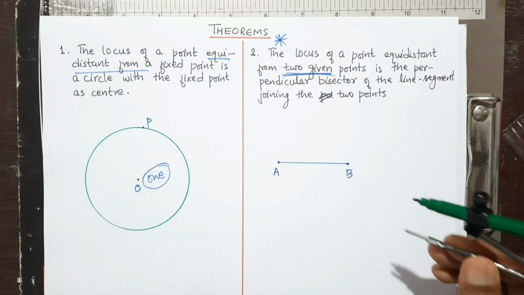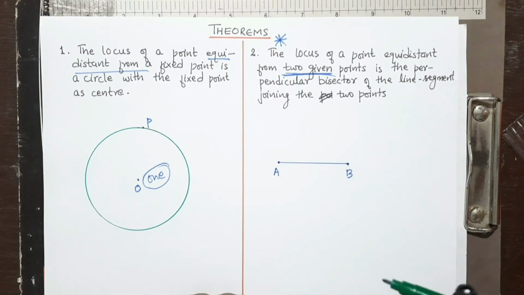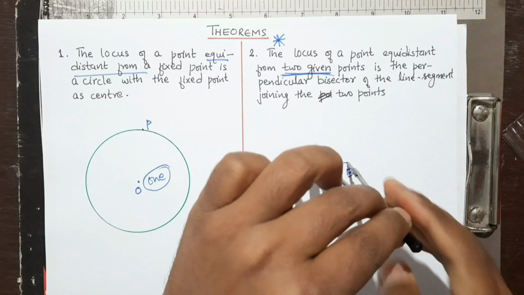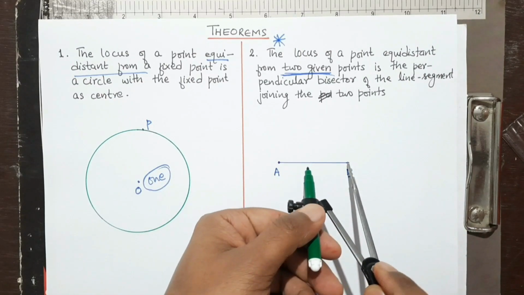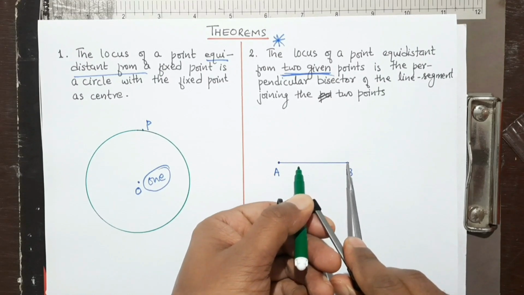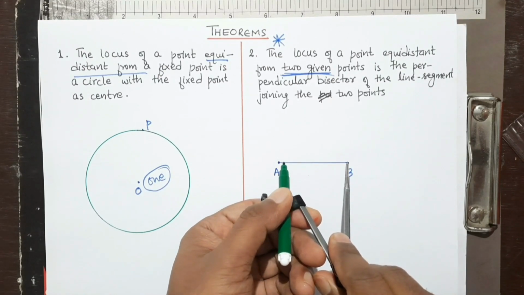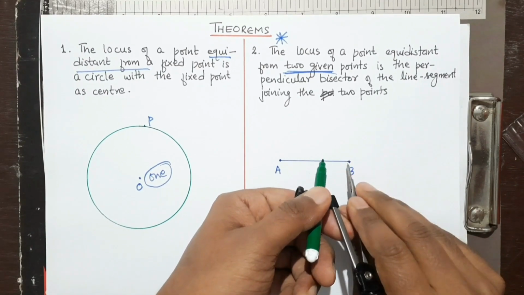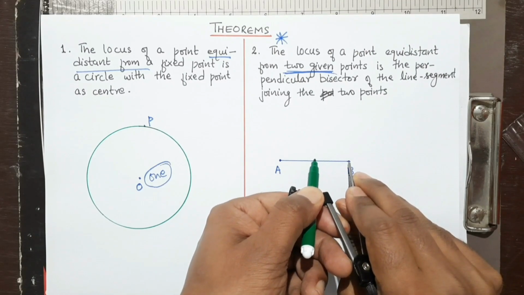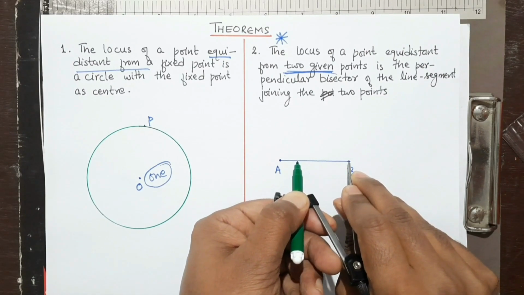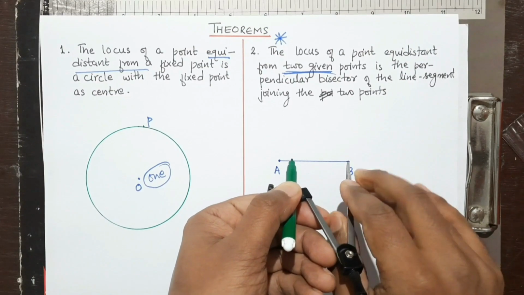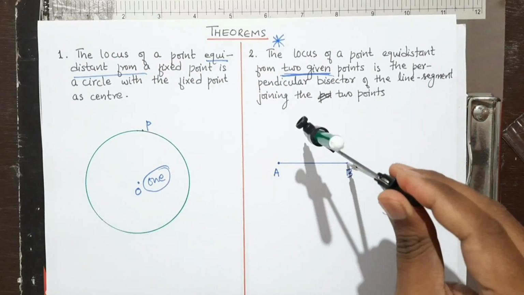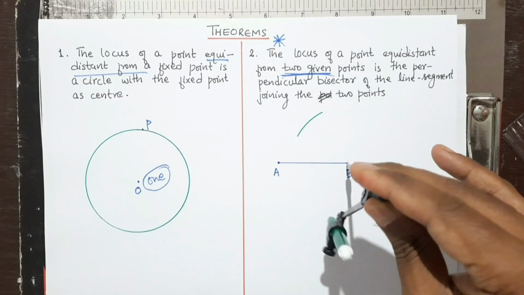Let's see how we draw the perpendicular bisector. For that, we have to take a compass and expand it so that it is less than the length of this line segment and more than half of this line segment. We cannot keep the compass like this. It should be longer than half of the line segment but shorter than the whole line segment. So I'll keep this length. First we'll draw an arc on both sides of this line segment, one arc here, another arc here.